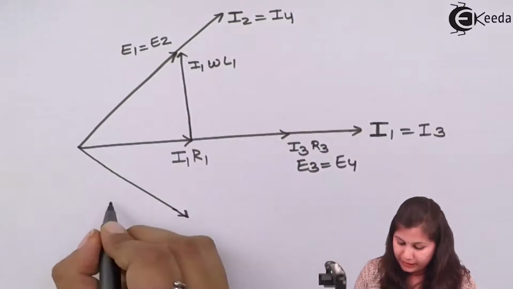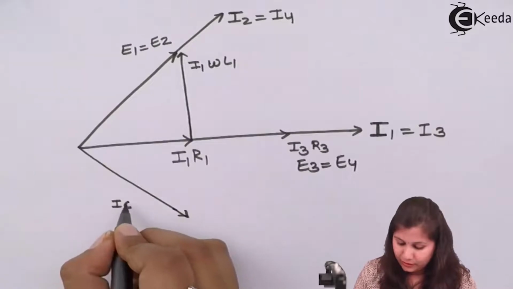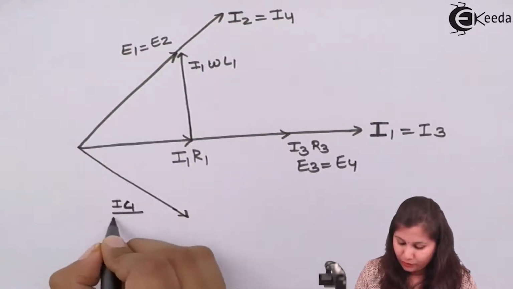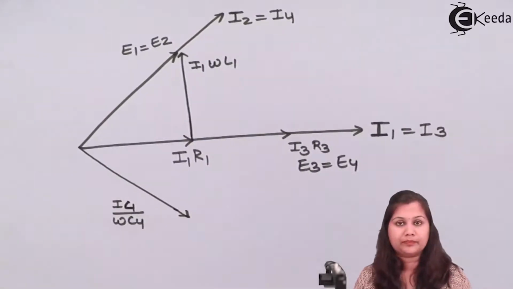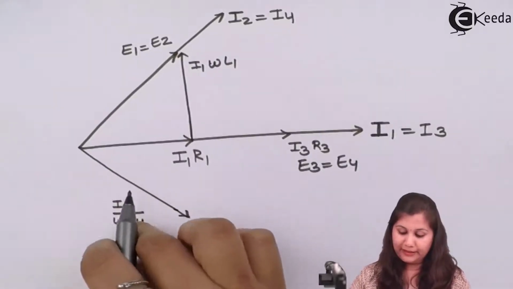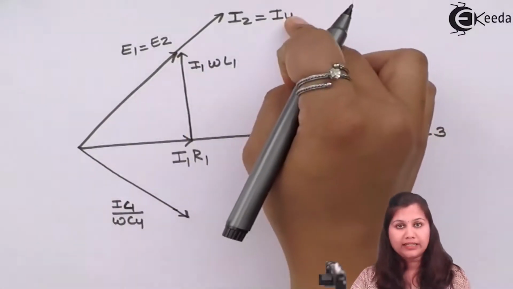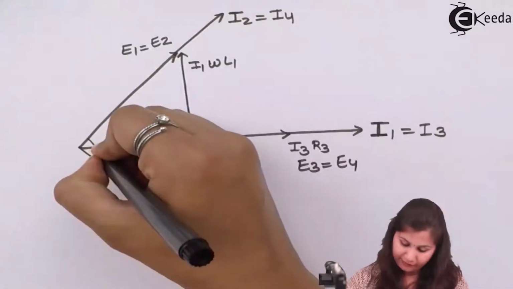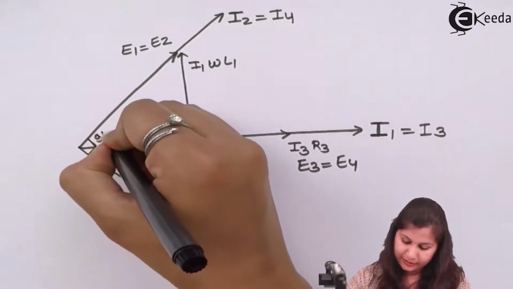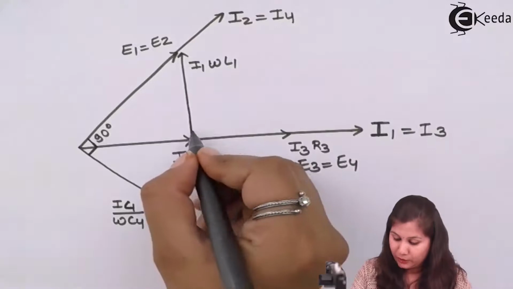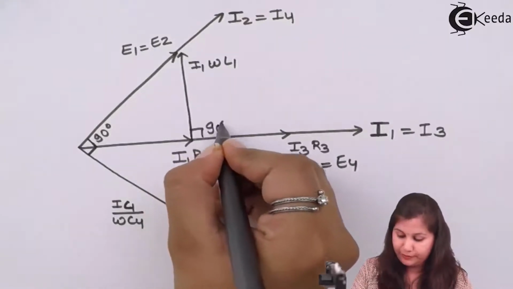voltage drop, that is, we can say I4 upon omega C4. Voltage drop across the capacitor, and I4 was the current across the capacitor. We have a 90 degree relationship between them. This was also a 90 degree relationship.